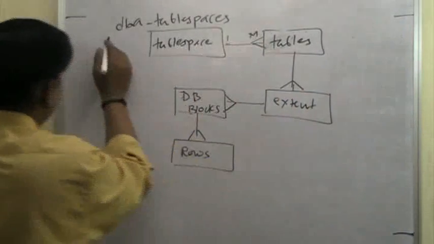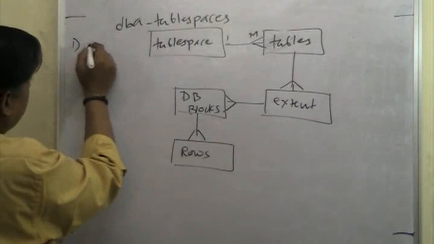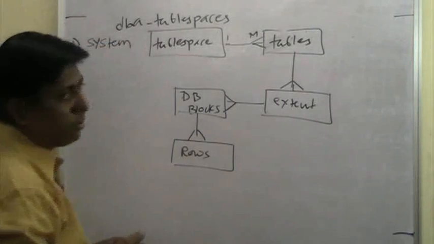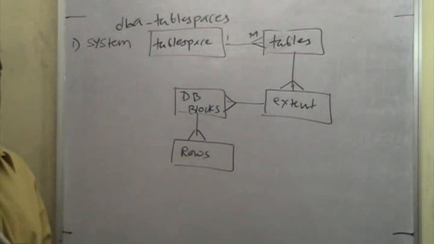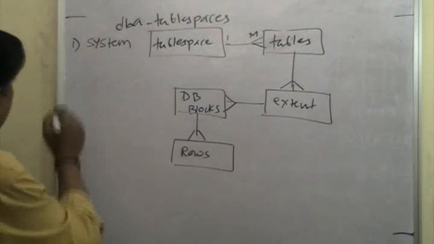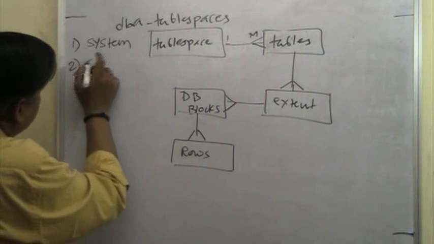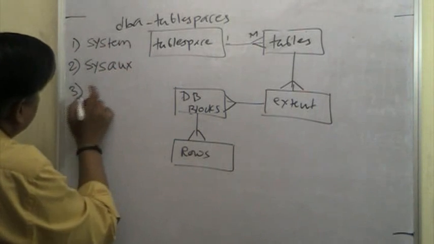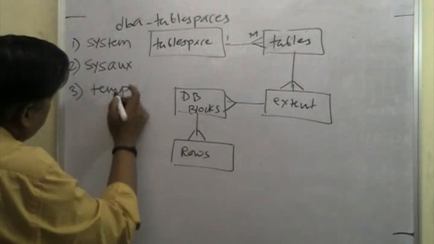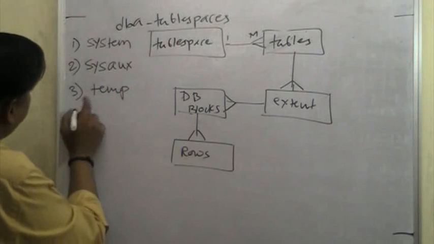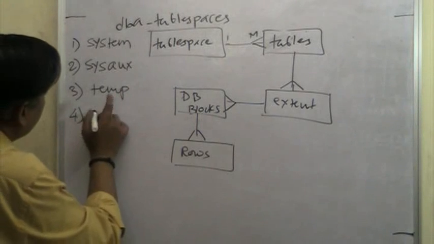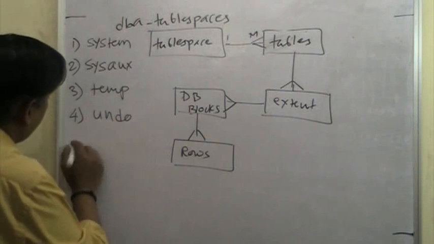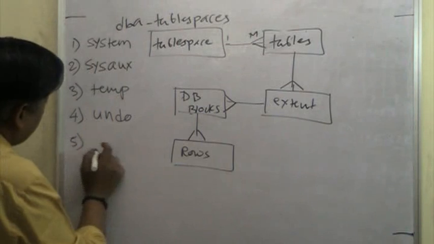And some of those table spaces I will name over here. The most important table space is the system; the name itself is SYSTEM. Then there is another table space, the name is SYSAUX. The third table space is called TEMP. Then the fourth table space is something related to undo. The name could be anything but undo. And maybe the fifth is any others.